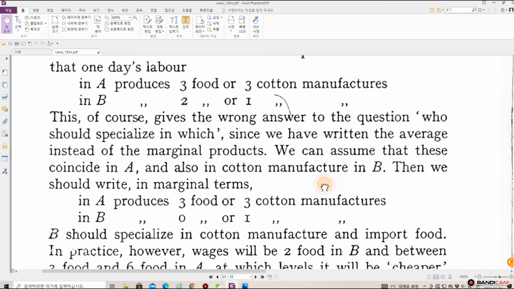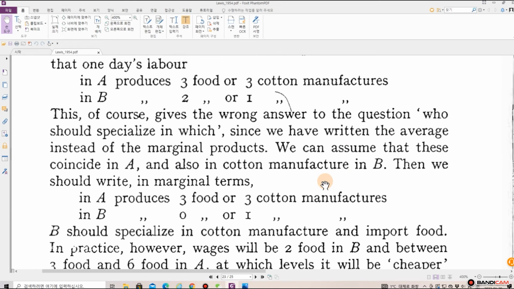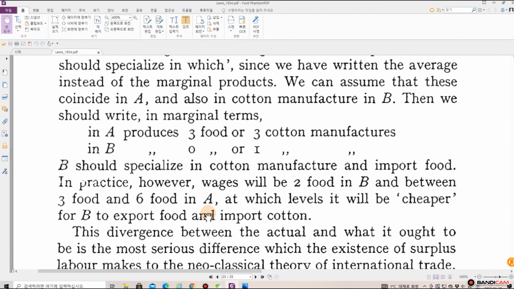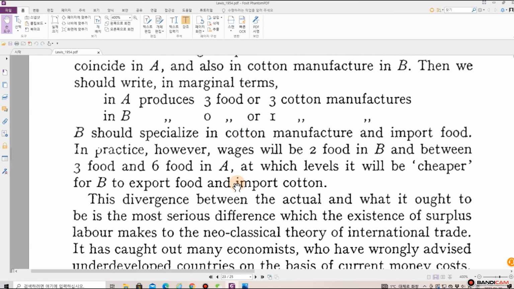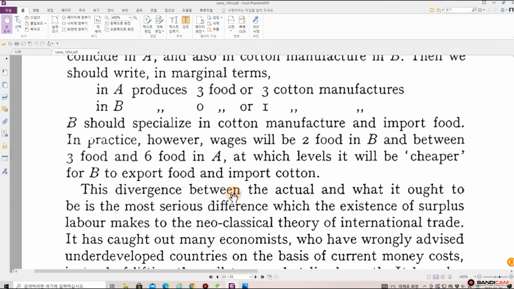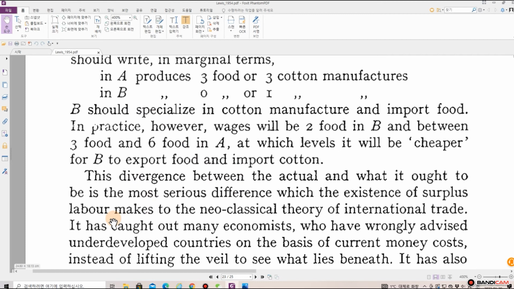We can assume that these coincide in A and also in cotton manufacture in B. Then we should write in marginal terms. A produces 3 foods or 3 cotton manufactures, and B produces 0 food or 1 cotton manufactures. B should specialize in cotton manufacture and import food. In practice, however, wages will be 2 food in B and between 3 food and 6 food in A, at which levels it will be cheaper for B to export food and import cotton.